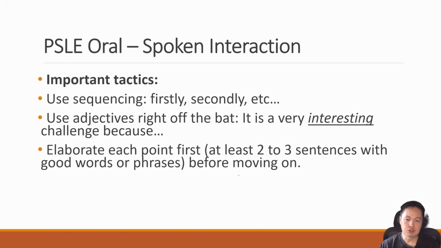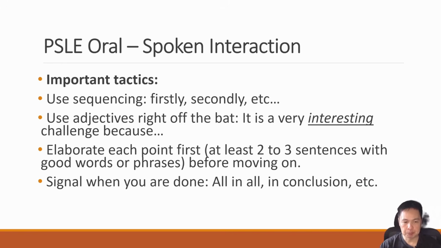Elaborate each point first, at least 2 to 3 sentences with good words or phrases before you move on. So don't just go, firstly, I like chicken rice. Secondly, I like, I don't know, wonton dumpling noodles, all right? But you did not describe the dish. So firstly, chicken rice, describe the dish. Secondly, this is my second favorite, describe the dish. And then you can move on, all right?